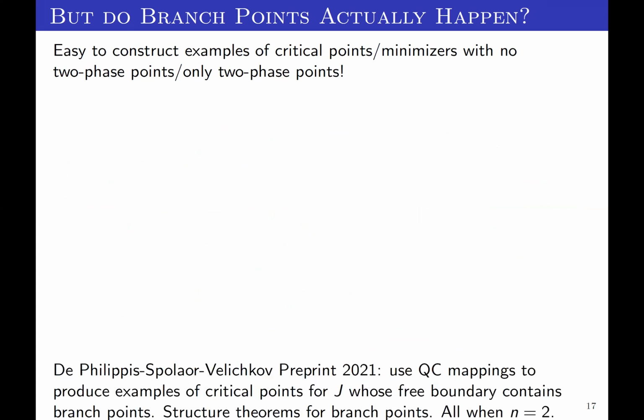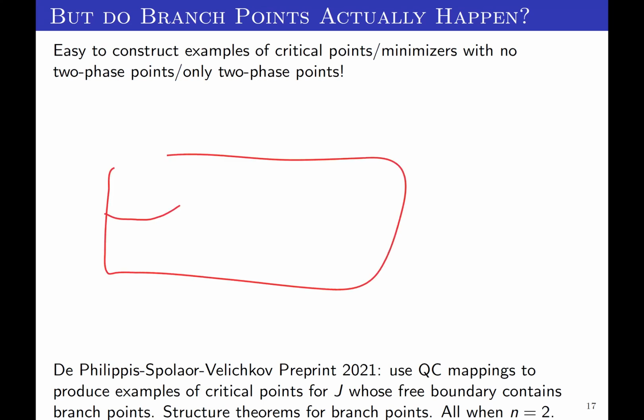there's a very nice preprint, again, by Bojo, Luca, and Guido, which came out just last fall, which produced critical points that exhibited this branching phenomena, right? So critical points that look like this in dimension 2, using quasi-conformal mapping. Gorgeous idea. And in fact, they prove a structure theorem for these branch points, these points where the free boundaries come together. But again, this relies on quasi-conformal mapping. It only works for critical points, and it only works in dimension 2 because it's a complex analysis technique. Still, it's a very nice paper.